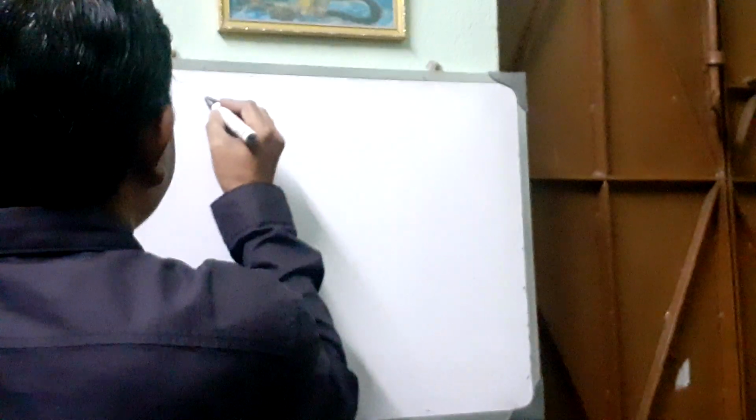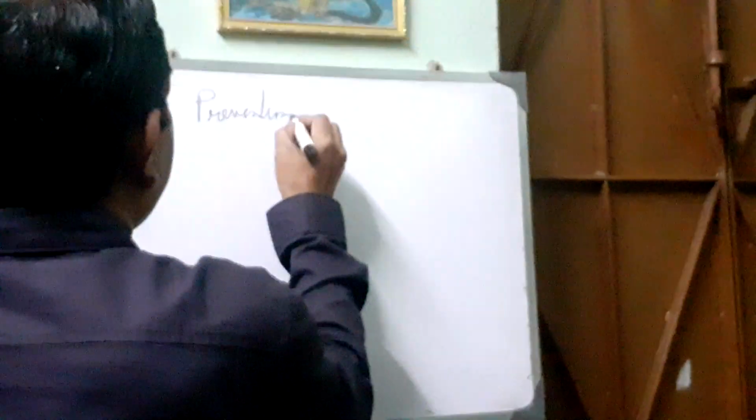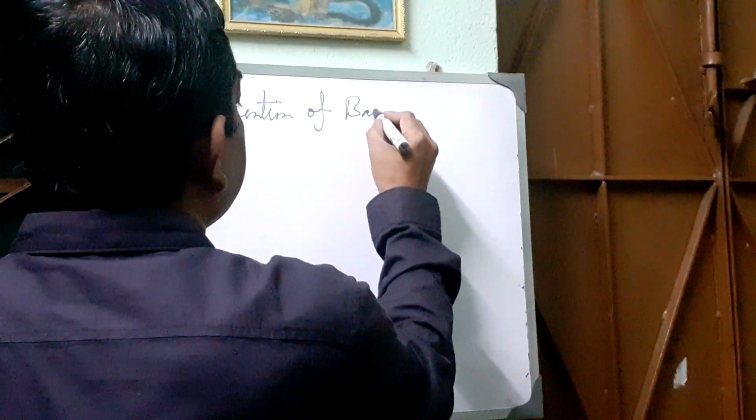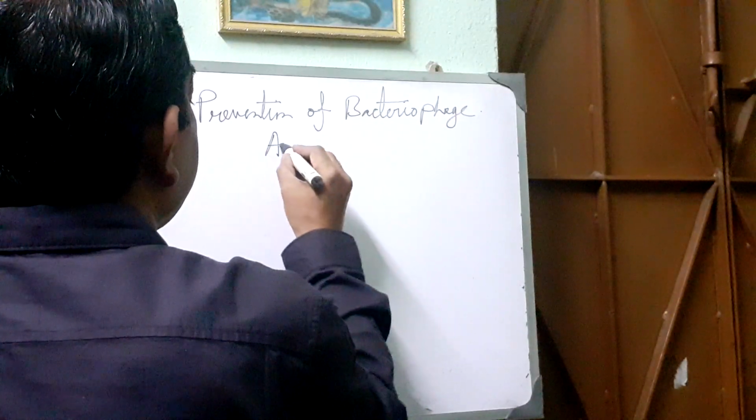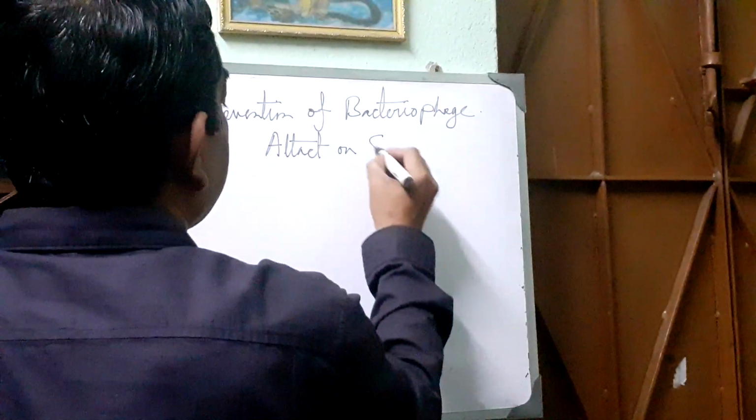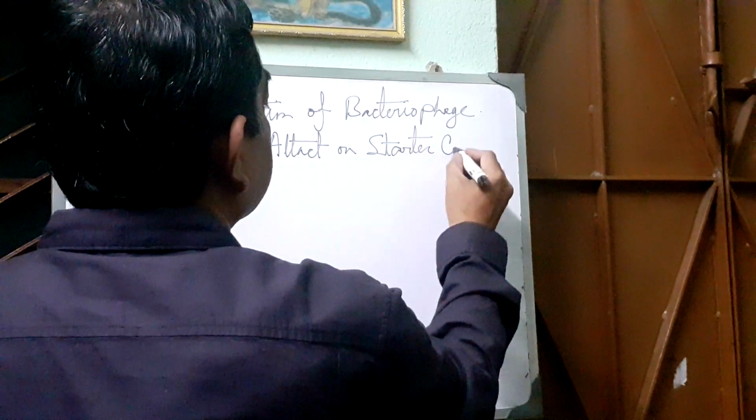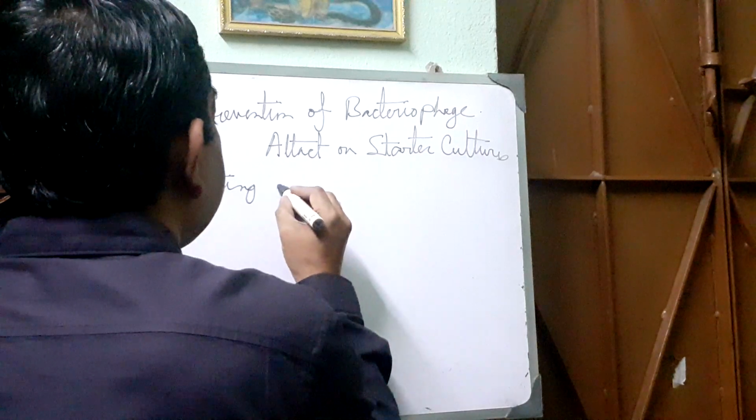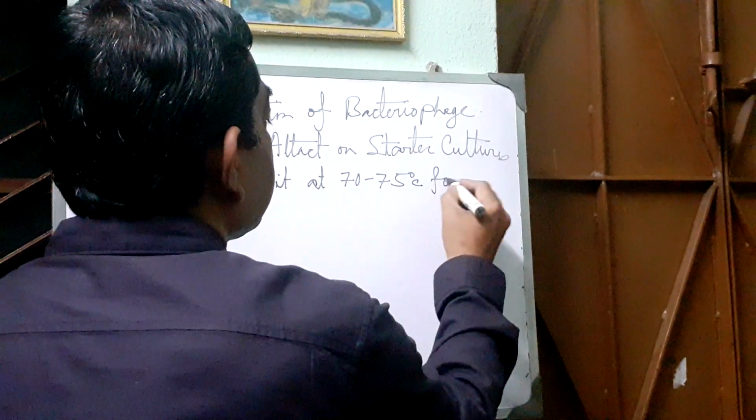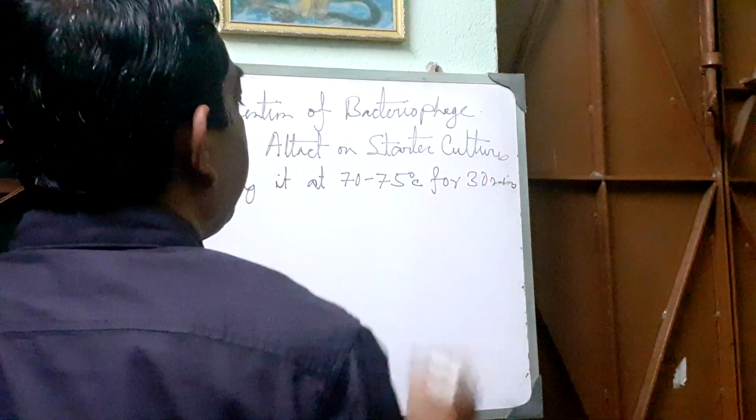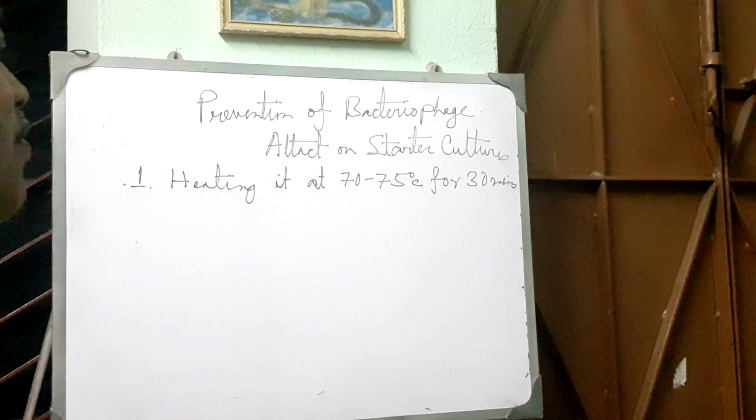what are the methods for prevention of bacteriophage attack on starter cultures? First, heating any medium or any equipment for sanitization purposes at 70 to 75 degrees centigrade for at least 30 minutes generally kills the virus or bacteriophage particles.